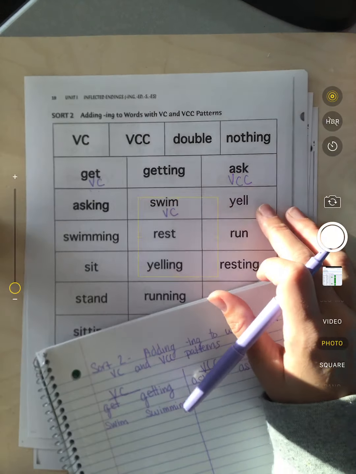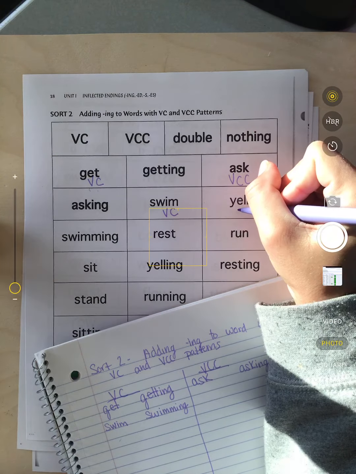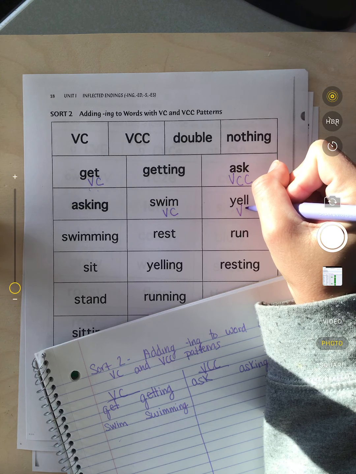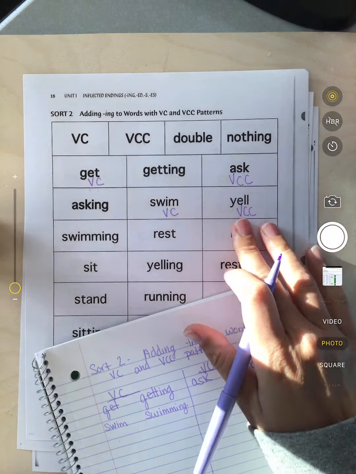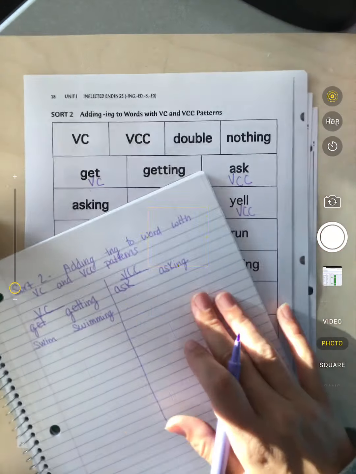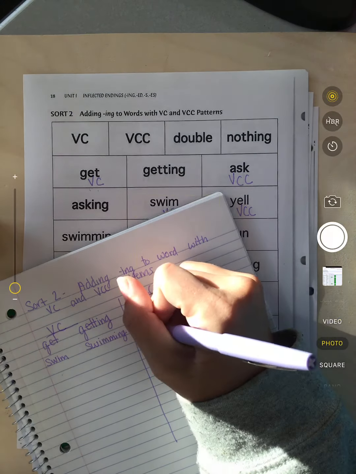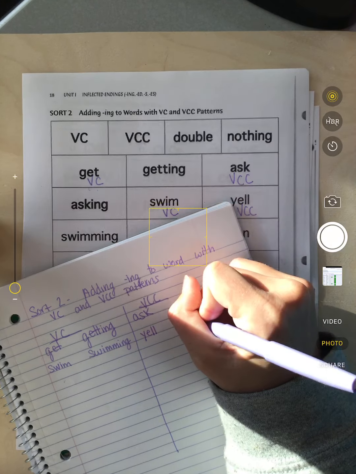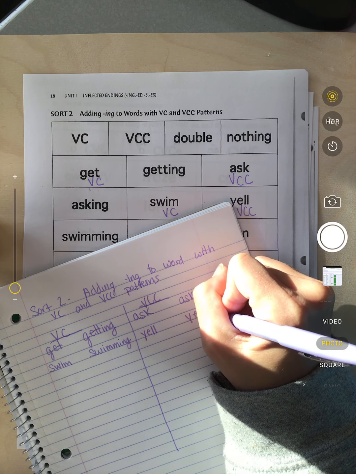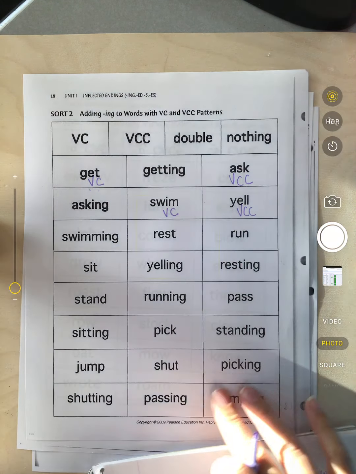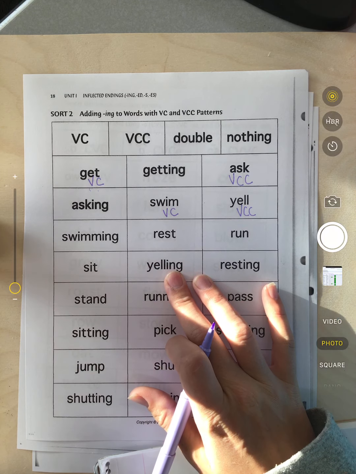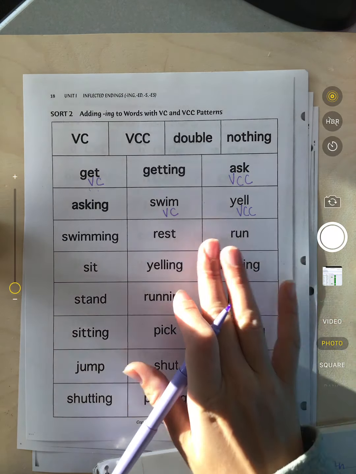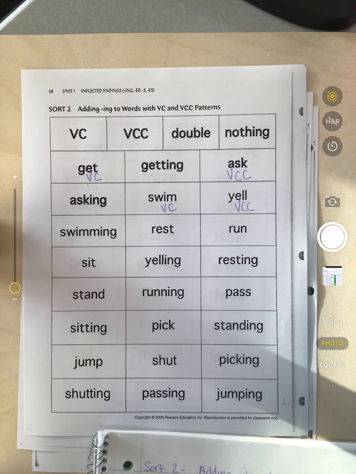So if I look at the word yell, I find my vowel, which is the E, and look after it, I have an L and an L, so vowel, consonant, consonant. So I'm going to put that under my vowel-consonant-consonant category. So I have yell and then yelling, which was right here. Okay, so I'm going to continue that with the rest of my work.